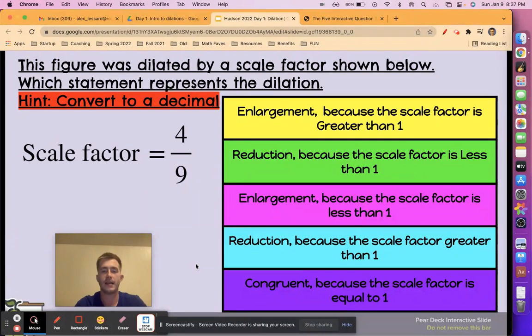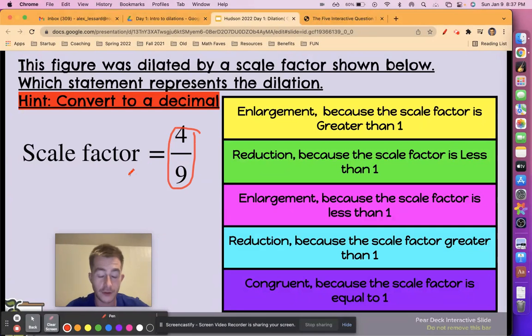Okay, the figure was dilated by a scale factor shown below. Which statement represents the dilation? Hint, convert to a decimal. Okay, so everybody take your calculator. Check out our scale factor, 4/9. Use that, convert it to a decimal, and figure out what kind of decimal it gives you. Take a quick second on that.